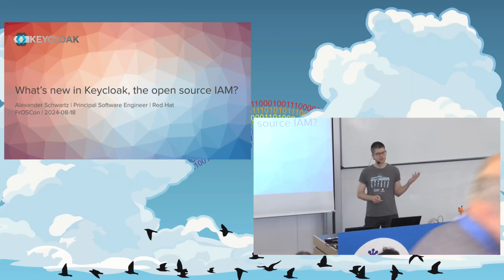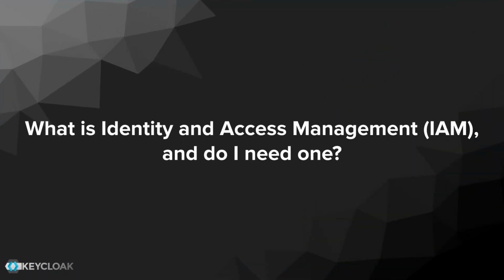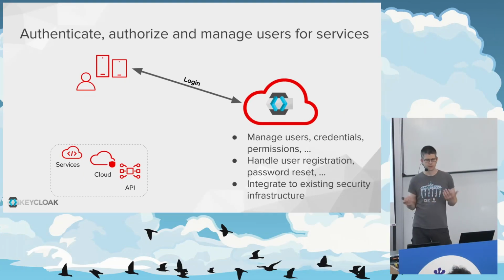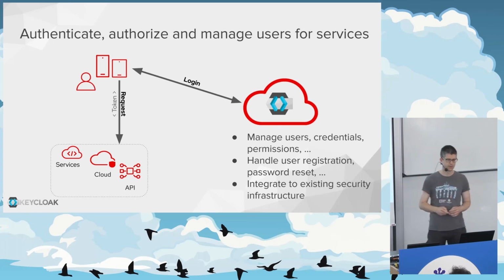But first, let's clarify what an identity and access management is, and whether you need one. It's all about authenticating, authorizing, and also managing the users that eventually want to access your services. People log in to Keycloak first with their credentials. It might be username and password, it might be a key, it might be MTLS. Somehow they authenticate with Keycloak, and then they will get a token.